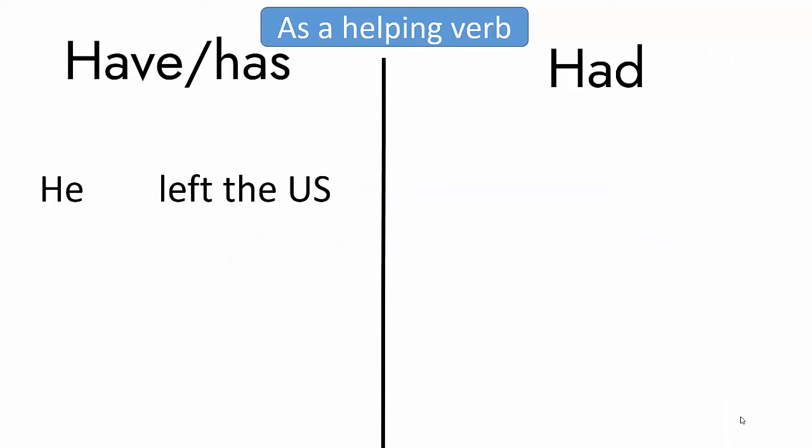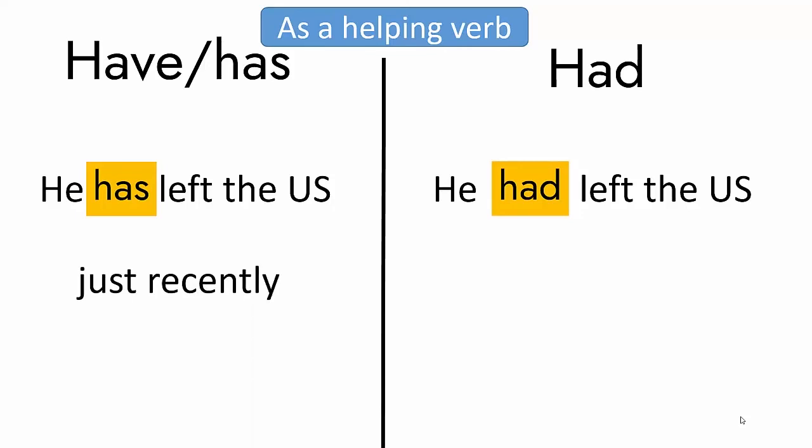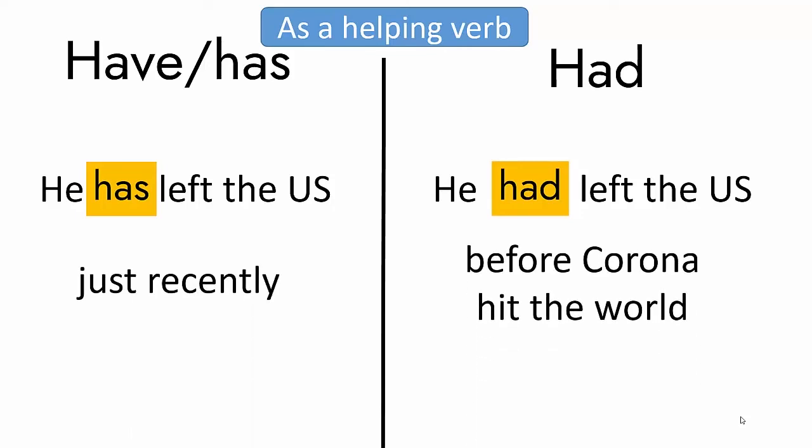He left the US, that is United States of America, and he left the US. Both sides, the meaning is the same. But let's see if you add has and had here, is there any change in the meaning? He has left the US, he had left the US. Meaning wise, both are the same. But we should add "just recently" and "before Corona hit the world." He has left the US just recently. He had left the US before Corona hit the world.